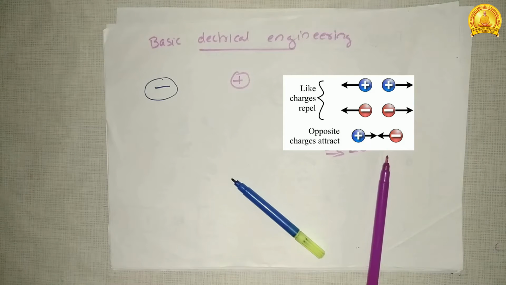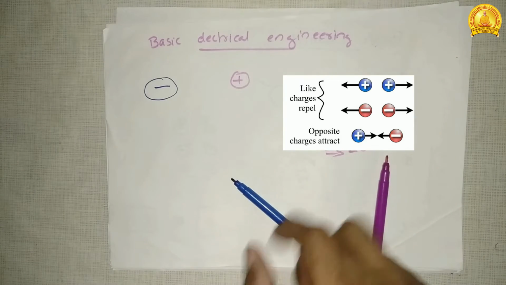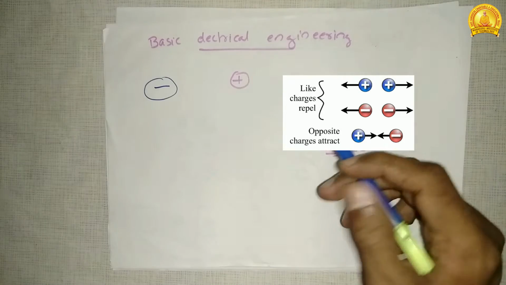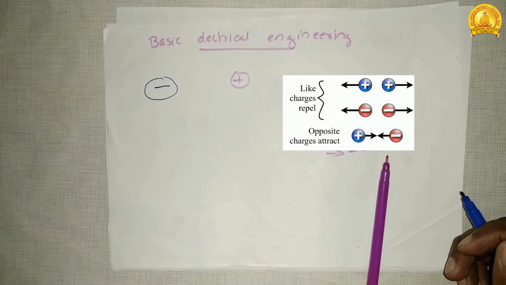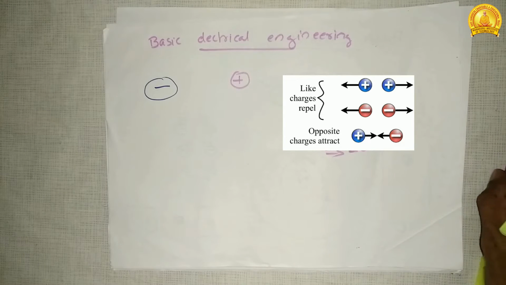So, what is the definition of current? What do you mean by a current? Current is the movement of charged particles. The correct definition is movement of charged particles.